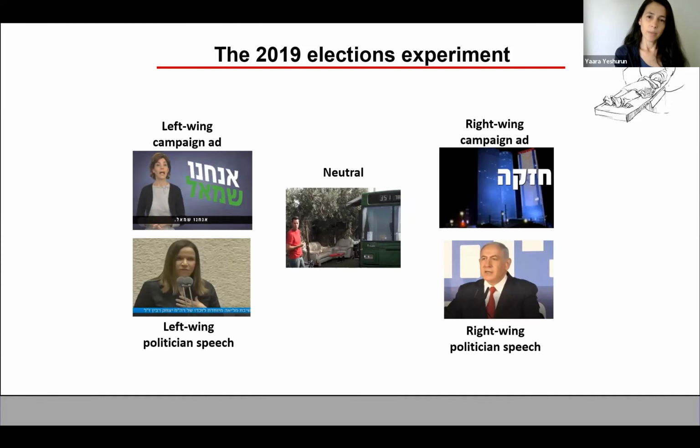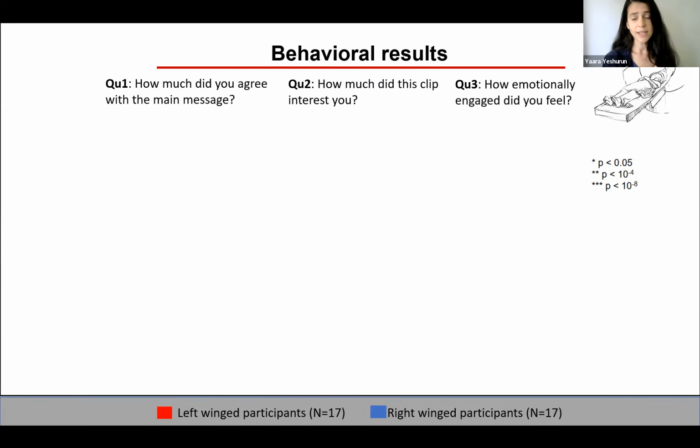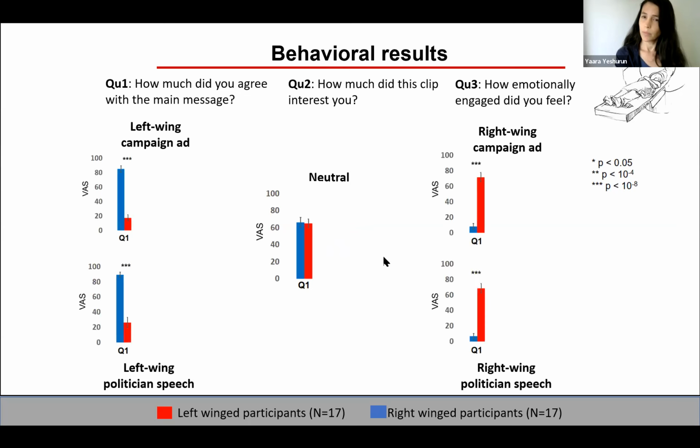In terms of the behavioral results inside the scanner, the participants' rating after each movie clip, we can see that for the neutral movie clip, in blue it's the left-wing, and in red is the right-wing. And you can see that participants were pretty much the same in agreeing with the main message of the neutral clip. However, not surprisingly, this was not the case for the political content, where you can see that there are large and significant differences between the left-wing and the right-wing groups.